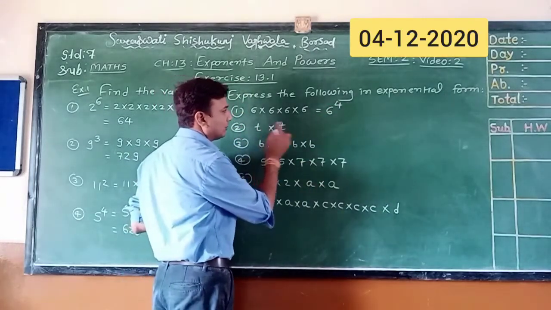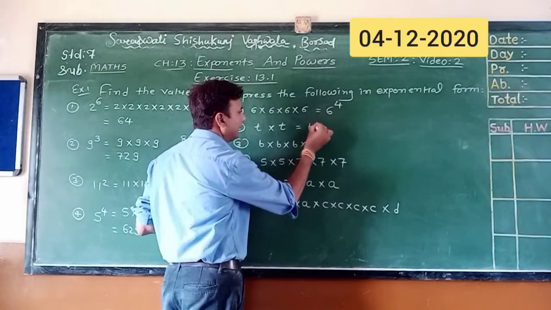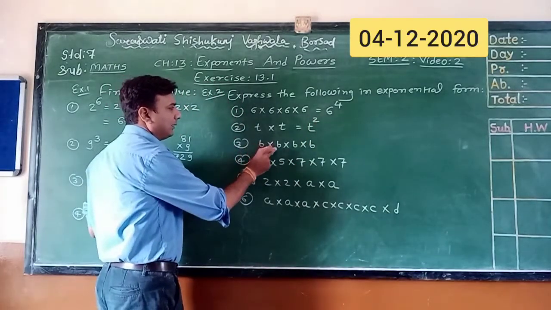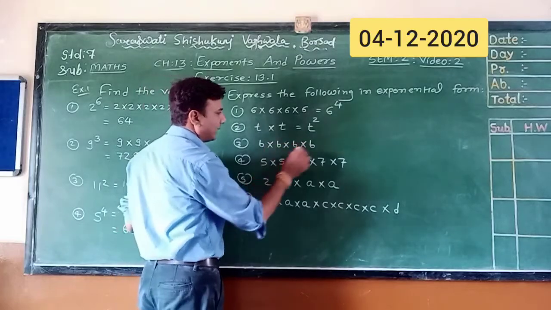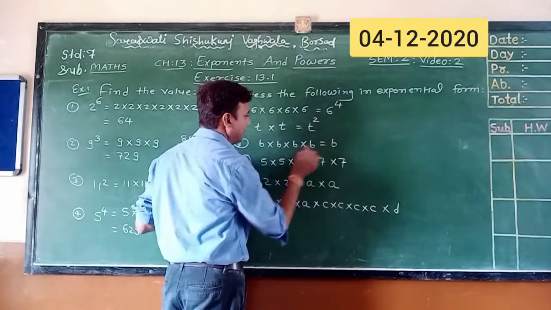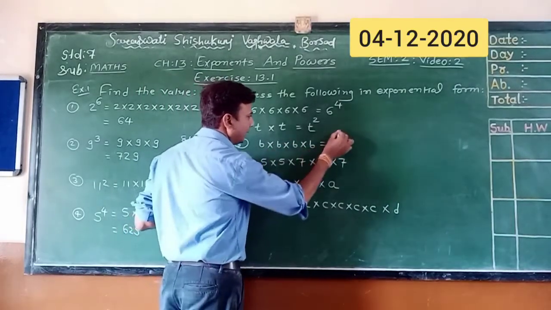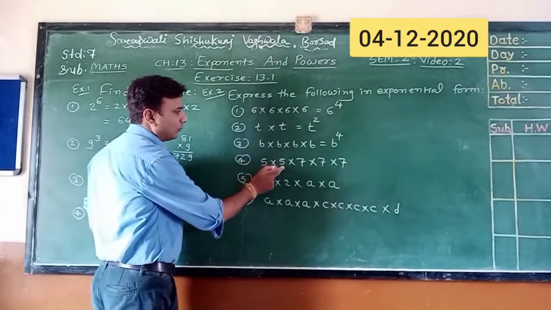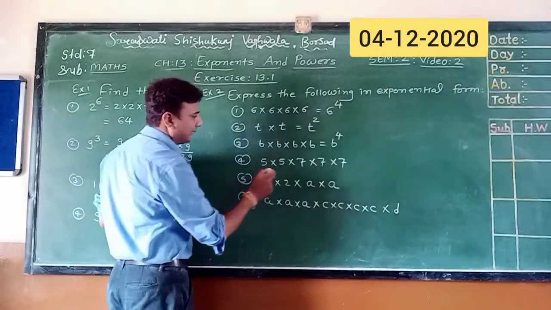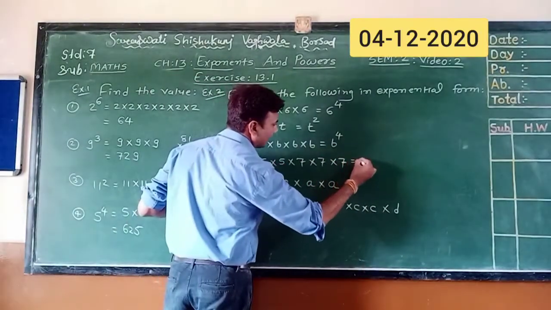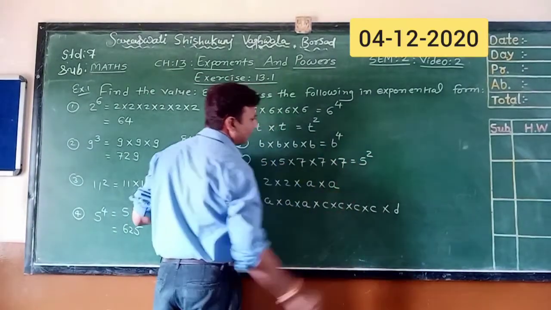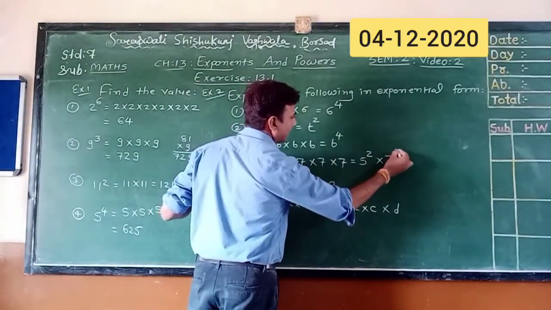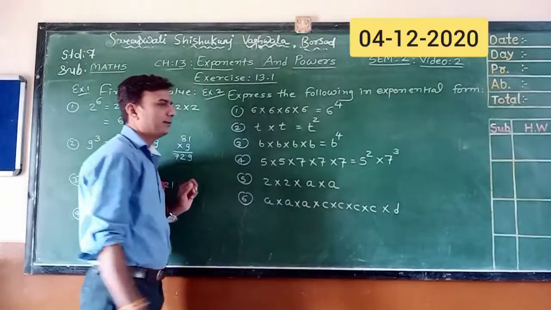t came 2 times, so we can write t square. Now b multiply b multiply b multiply b, 4 times, so we can write b raised to 4. Now here 5 came 2 times and 7 came 3 times, so we can write 5 raised to 2 and 7 raised to 3.